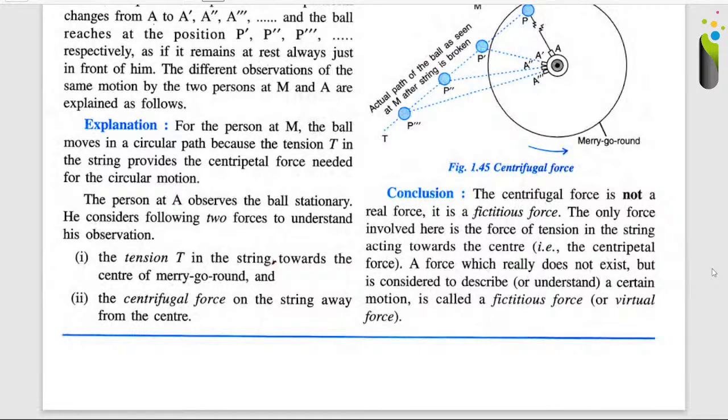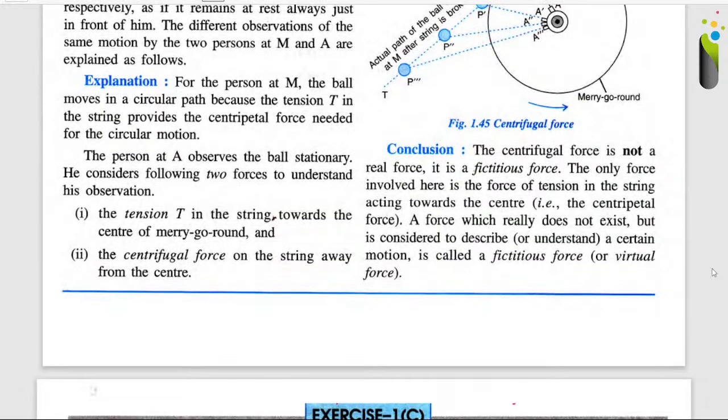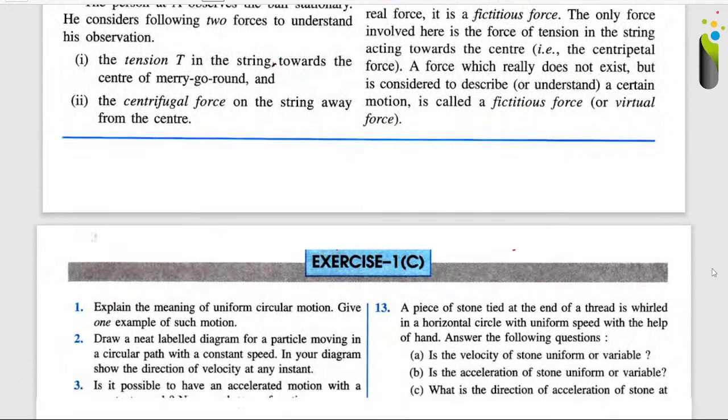Now, coming to the conclusion part of it, the centrifugal force is not a real force. It is a fictitious force. The only force involved here is the force of tension in the string acting towards the center, that is the centripetal force. So please remember, centrifugal force is a fictitious force. A force which really does not exist but is considered to describe or understand a certain motion is called a fictitious force or virtual force. Please keep this in mind.